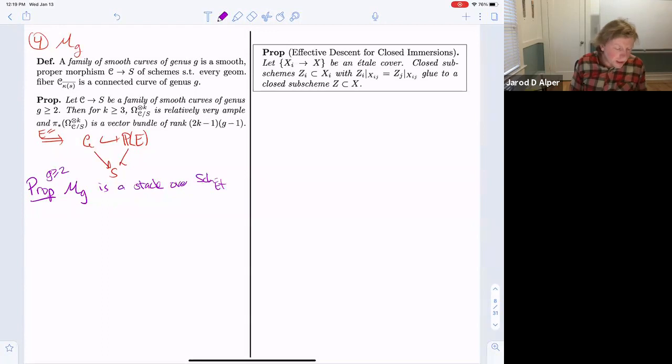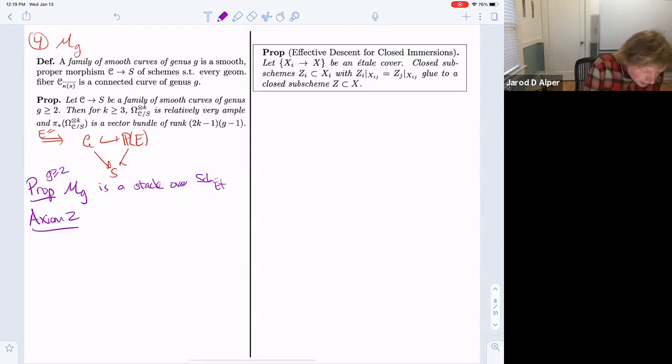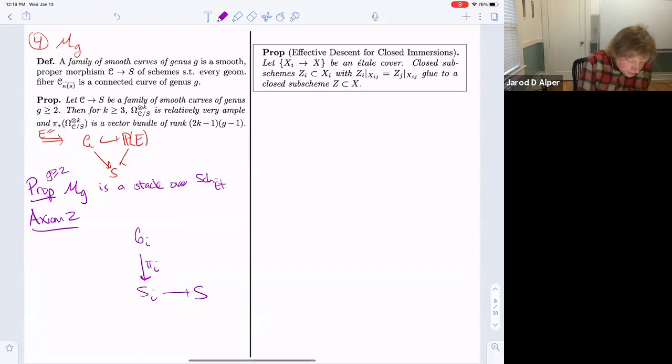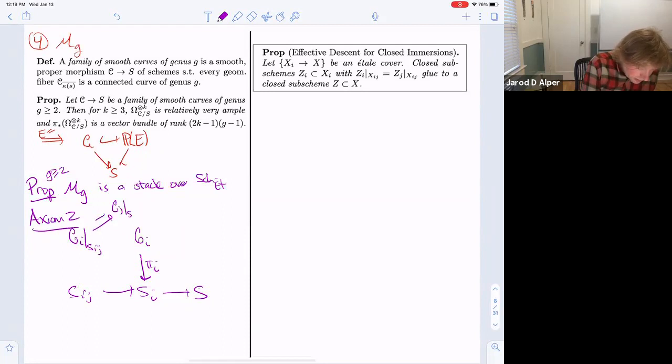Let's only work on the second axiom because we've already seen that morphisms glue. So what we need to show is we have maybe a scheme S, and we have an étale cover S_i. We have families of curves C_i over S_i, and isomorphisms on their pullbacks. So I can take C_i, restrict it to S_ij, and I have isomorphisms to C_j restricted to S_ij.